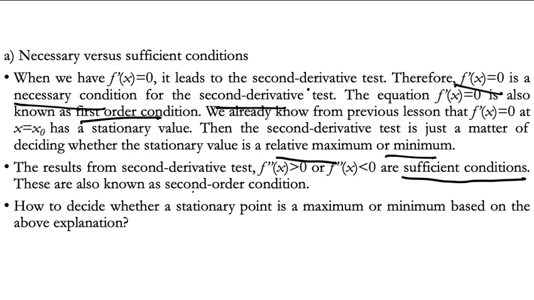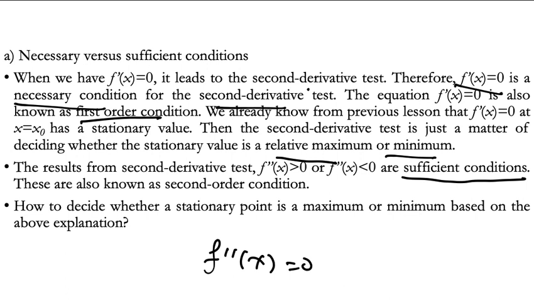Alright, so sufficient conditions to determine whether we have relative maximum or relative minimum. Okay, but what happens if we have f prime x equal to 0? Like I said earlier, it could be an inflection point. Can you show it in the form of a graph? Can you search for this kind of graph?